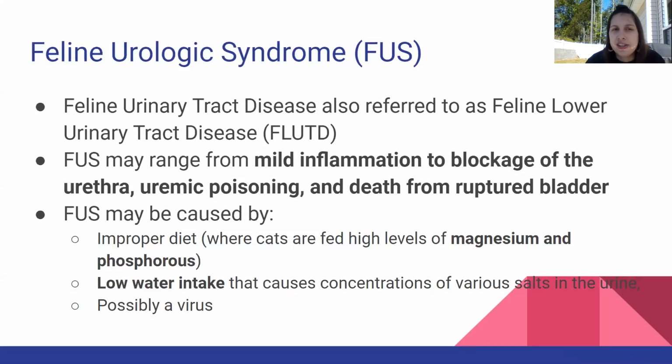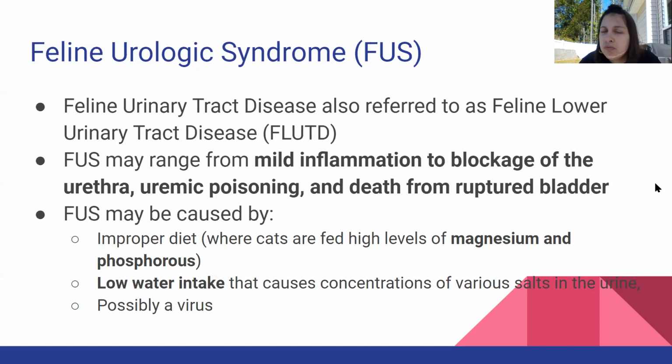Moving into non-infectious diseases, diseases that cannot be spread from one cat to the other. These are diseases that cats develop over time. The first one is FUS, Feline Urologic Syndrome. Uro meaning urine. So this is going to be a disease that affects the cat's urinary system. You can also see it referred to as the feline lower urinary tract disease. That's a lot. Typically, you're just going to see feline urinary tract disease or FUS.